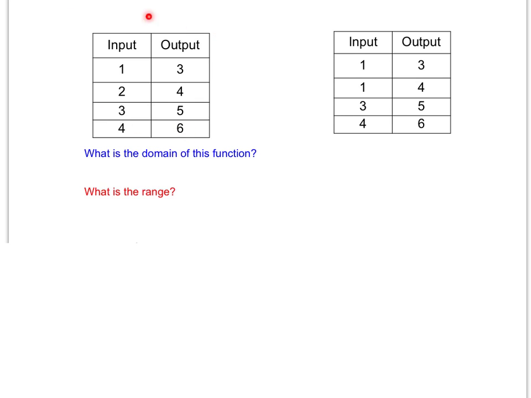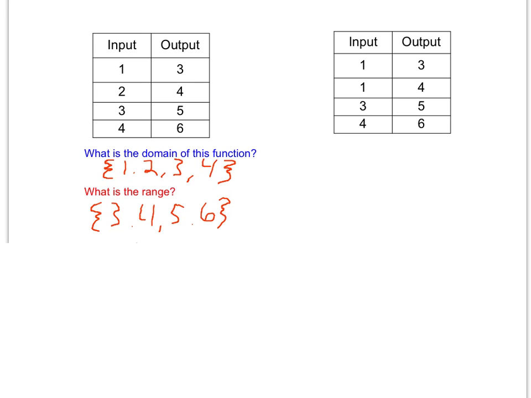Over here I've got an input-output table, and I want to know a couple things. I want to know what is the domain of this function and what is the range, because we're going to ask you some of those type of questions. So, remember, the domain is the x values. My domain is just, I'm going to put brackets around it because I'm making a set of numbers, and anytime I write a set of numbers I want to put brackets. So my domain is the inputs: 1, 2, 3, and 4. My range is my outputs: 3, 4, 5, 6. That's it.